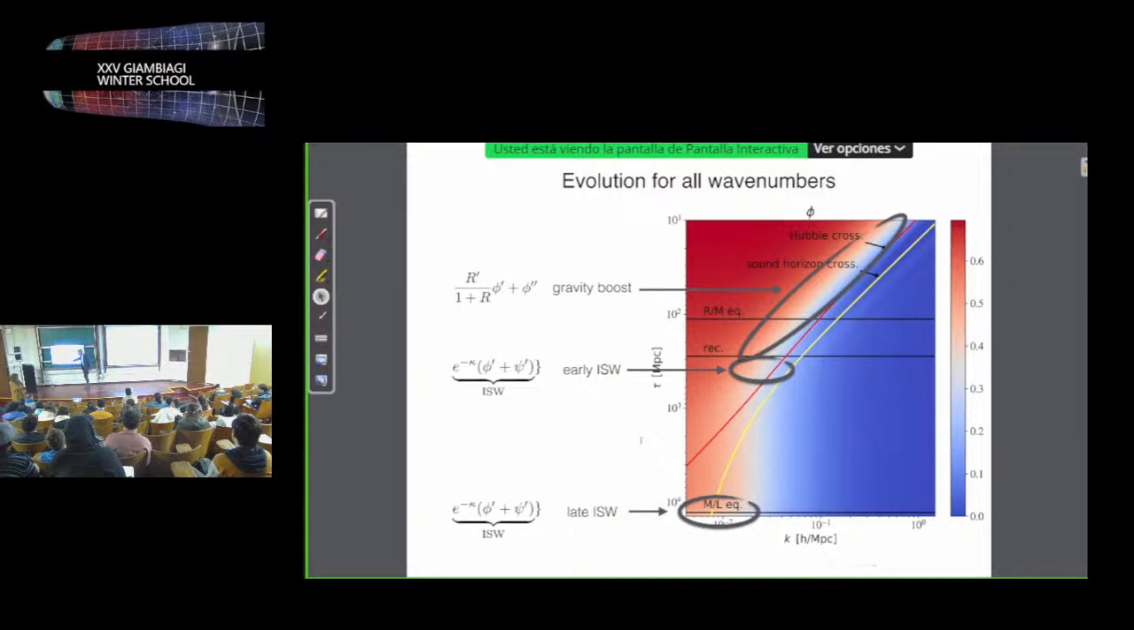During lambda domination, structure formation requires the metric fluctuation to vary, and it reveals the fact that there is an integrated Sachs-Wolfe effect.